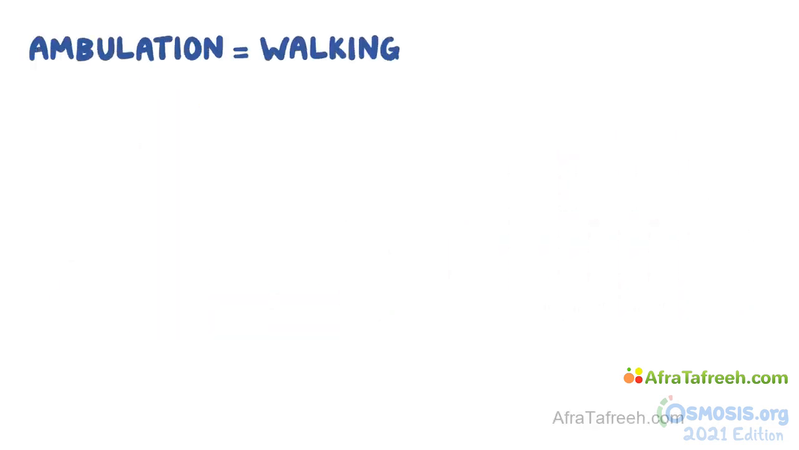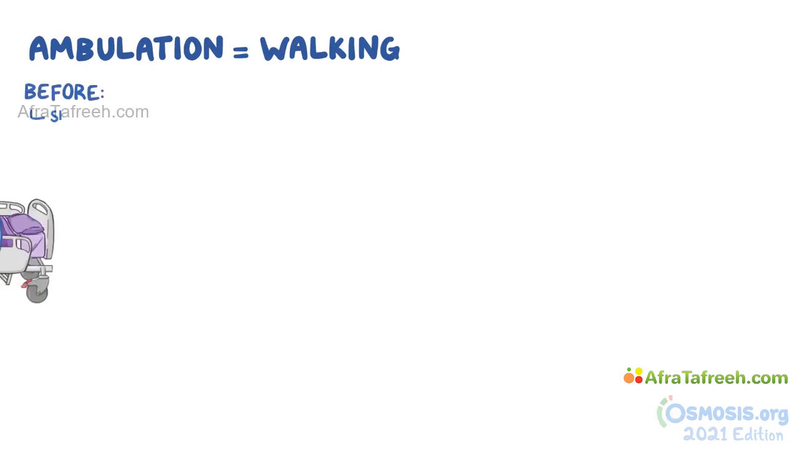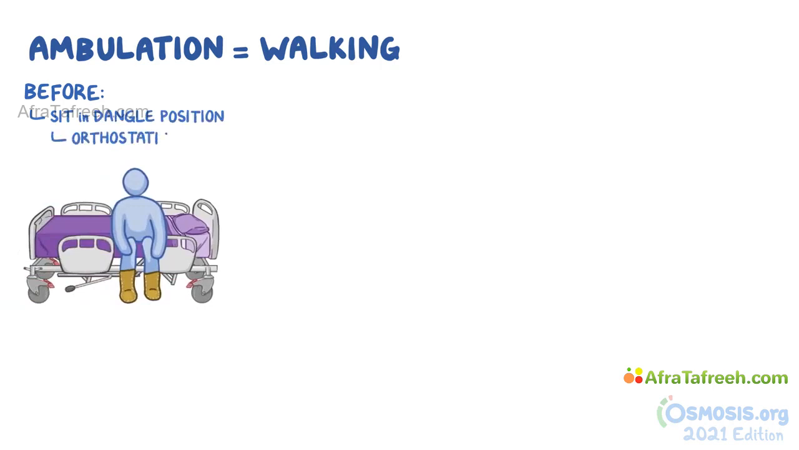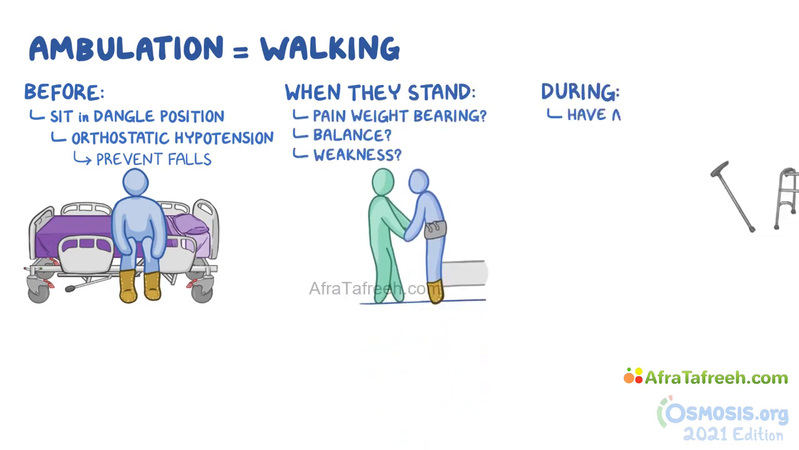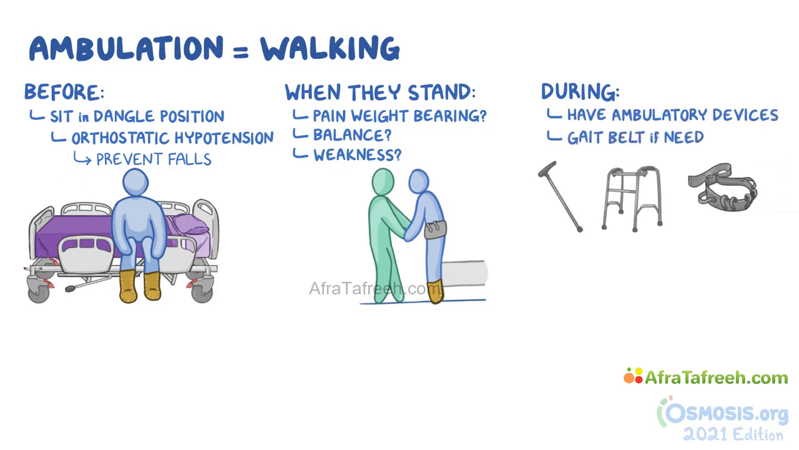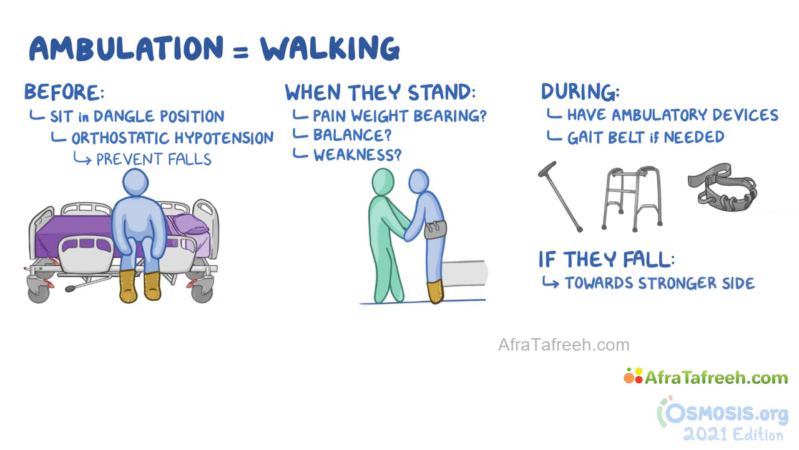All right, as a quick recap, ambulation is a process of walking. Some clients can do this on their own, but some will require assistance. Before assisted ambulation, make sure to have them sit in the dangle position to check for orthostatic hypotension and to prevent falls. When they stand up, check for pain when weight bearing, balance, and weakness. During ambulation, make sure they have their ambulatory devices and a gait belt if needed. If they fall, make sure they fall towards their stronger side while you ease them onto the floor. Encourage them to walk normally and stay by their side until they return to their room.